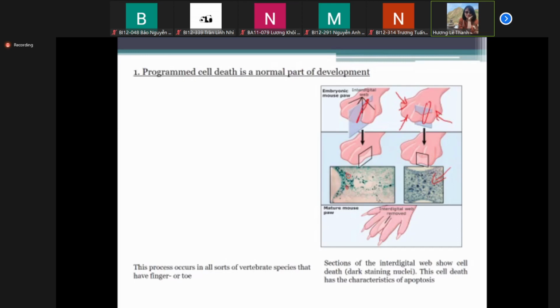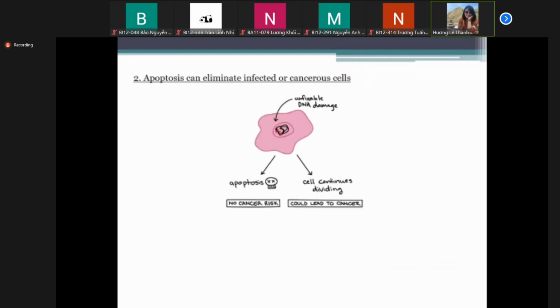And the second is that apoptosis can eliminate infected or cancerous cells. I remind you a little bit about P53, remember P53? P53, the tumor suppressor gene. And when at any checkpoint we discover DNA damage?